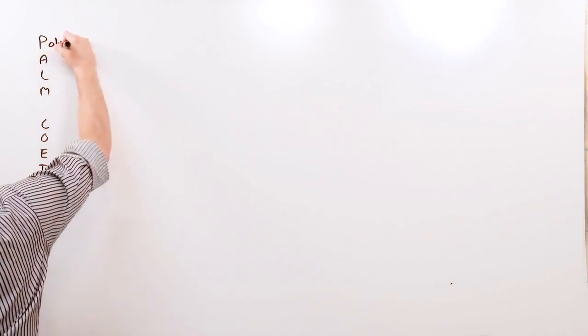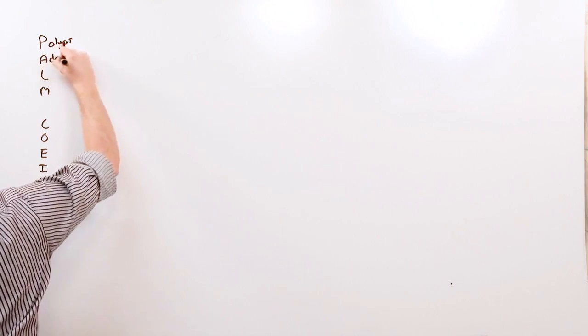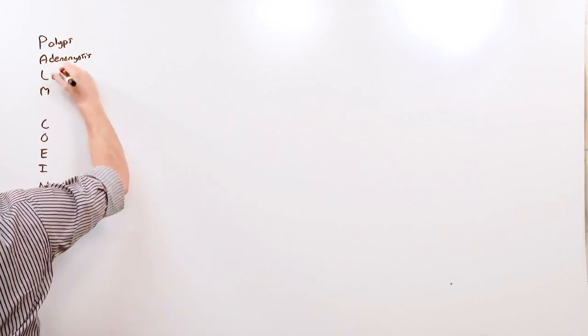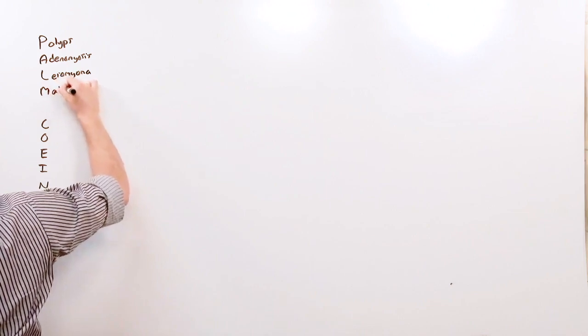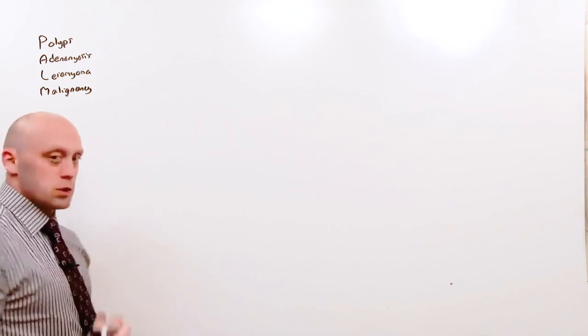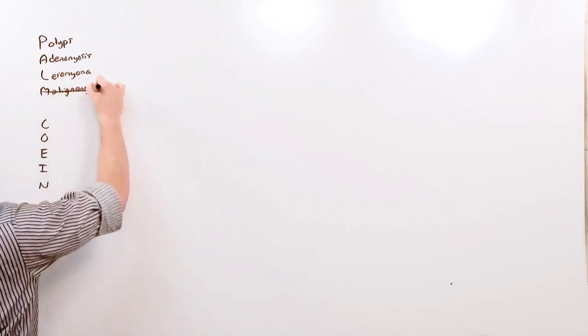You want to give consideration to polyps, adenomyosis, leiomyomas, that's fibroids, and malignancy. Now, malignancy is going to mean both endometrial and cervical cancers. We're not going to talk about that here. That was talked about in the cancer lectures.